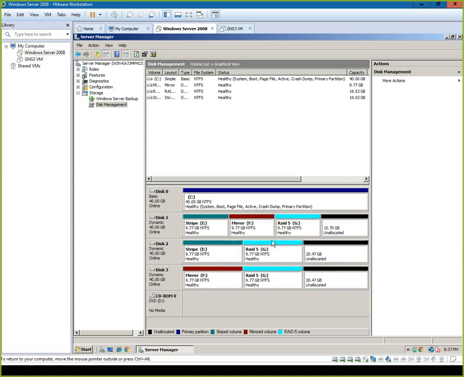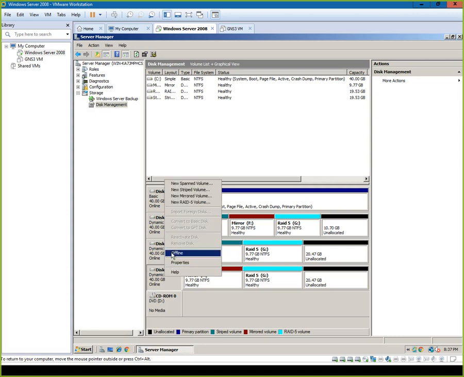So now we have the RAID 5. We have the 3 disks here. If one of these disks went down, this would still work. If 2 of these disks went down, then we would have to rebuild our RAID and restore it from backup. The mirror, 1 disk goes down, mirror is still good.